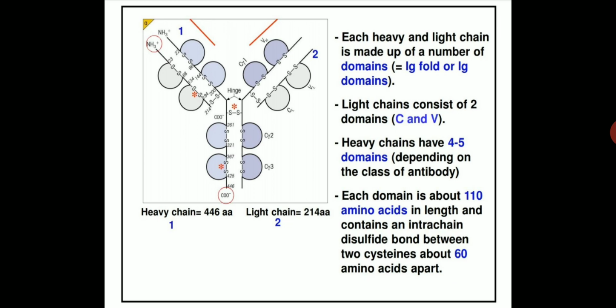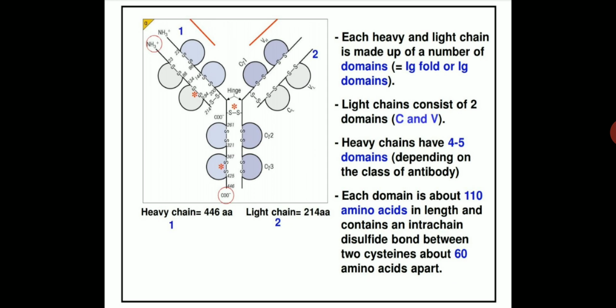Now, if we see the fine structure of antibody, we come to know that both heavy and light chains of antibody contain homologous units called domains, which are about 110 amino acids long. Within each domain, an intra-chain disulfide bond is present, which forms a loop of about 60 amino acids. Light chain contains 1 variable domain and 1 constant domain, and heavy chain contains 1 variable domain and 3 or 4 constant domains depending on antibody class.